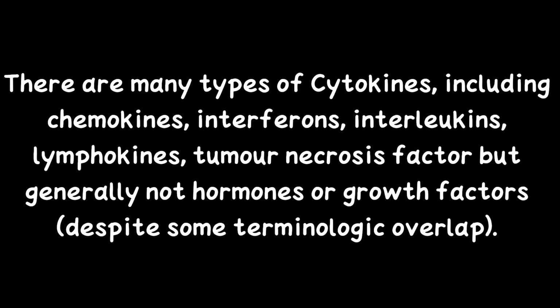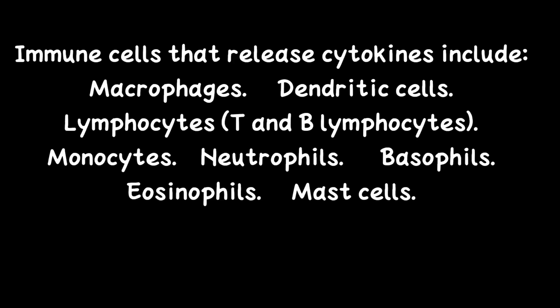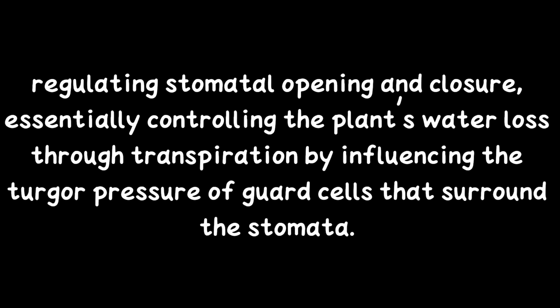They include chemokines, interferon, interleukin, lymphokine, and tumor necrosis factor, but generally hormones and growth factors are not included in this. They are produced by a broad range of cells, including immune cells like macrophages, B lymphocytes, T lymphocytes, and mast cells, as well as endothelial cells, fibroblasts, and various other kinds of cells, for example stromal cells. A given cytokine may be produced by more than one type of cell.